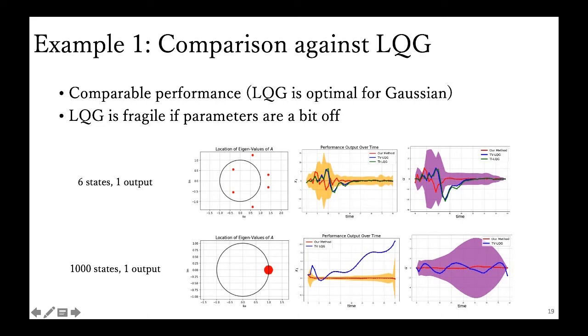As our first example, we compared our method versus LQG. LQG is, of course, optimized for Gaussian noise and disturbances. In case we replace them with zonotopes, we found pretty comparable performances, with the difference that as the dimensions went higher, LQG was fragile and failed, versus our method was better in comparison.